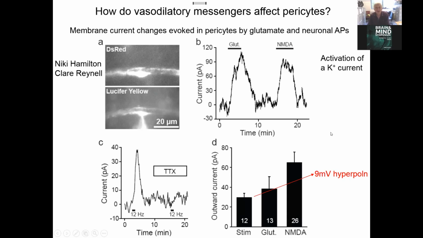Now, because the resting potential of these cells is about minus 40 millivolts, they have tonically activated L-type voltage-gated calcium channels. This hyperpolarization will close those calcium channels, and you'd expect that to decrease calcium influx and relax the smooth muscle within the myofilaments within the pericytes.